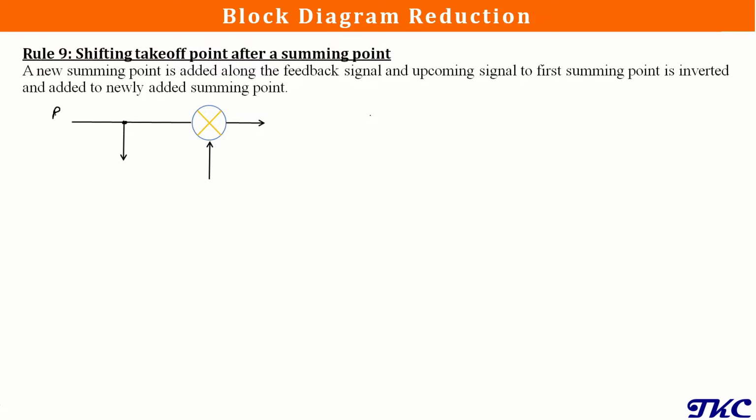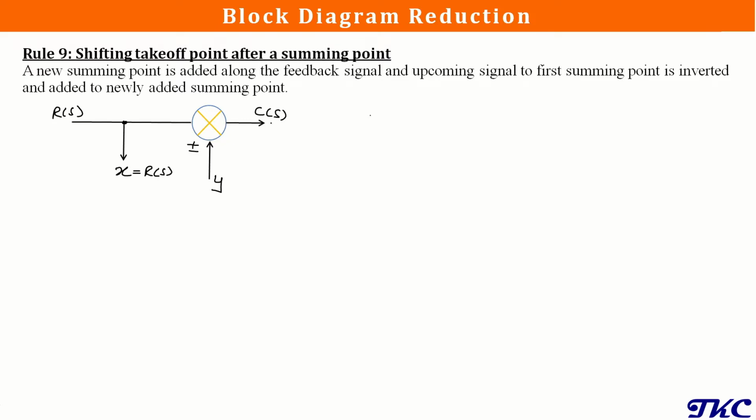So we are having R of S as input and C of S as output here. Let's consider this takeoff signal as x, and we are having y signal at this summing point. So let's consider that y is maybe positive or negative. So let's find the value of x and the output here. The value of x will be equal to the input signal value, so it will be the same as R of S.